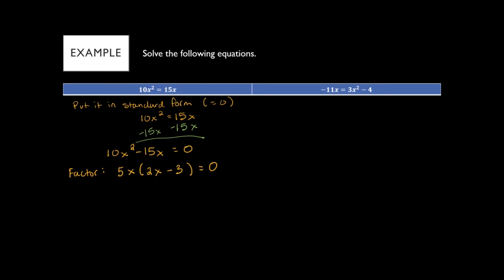Next, we use the zero product property. So now we set each of those factors equal to 0. So I have 5x equal to 0 and 2x minus 3 equal to 0. And then I solve. So 5x equal to 0, I'm going to divide both sides by 5. And this gives me x equals 0, since 0 divided by 5 is 0.